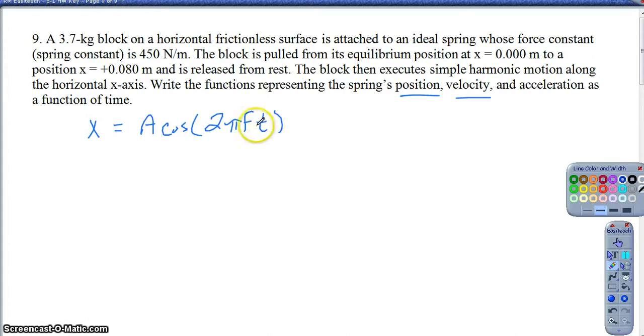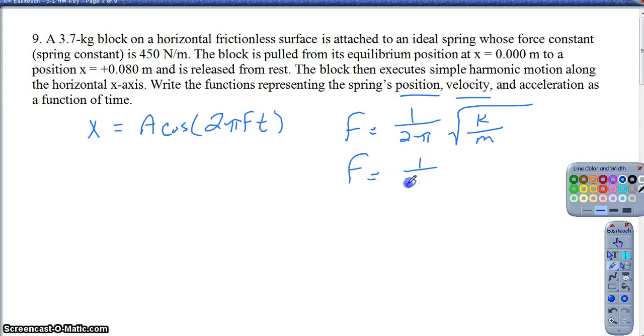The only thing that I am going to do here is find my frequency first. They give me the mass and the spring constant, so I'm going to find my frequency by using the inverse of the period equation: 1 over 2 pi radical k over m. Obviously you could have just done 2 pi over T and done this with a period instead, but I'll go ahead and do it this way. You do whichever way you prefer.